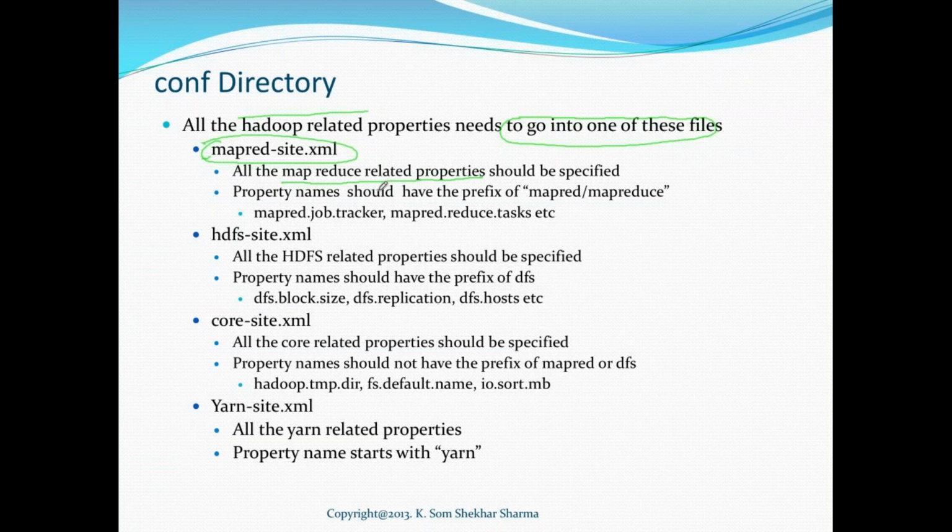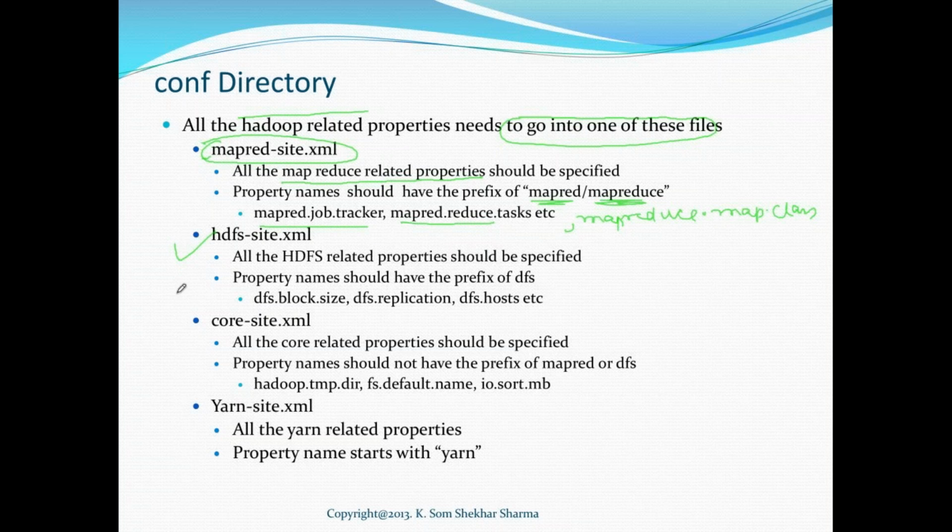How do I identify, out of the 1,000 plus properties, that this property is a MapReduce related property? You need to see the prefix, and the prefix is mapred or mapreduce. That means it's a MapReduce related property, and it has to be specified in this XML file. For example, property names like mapred.job.tracker, mapred.reduce.tasks, mapreduce.map.class. In each of these properties, you see that they start with mapred or mapreduce, so it has to be specified in this XML file.